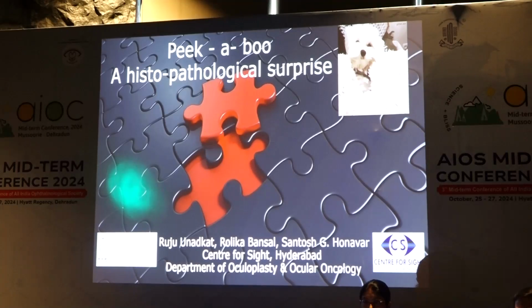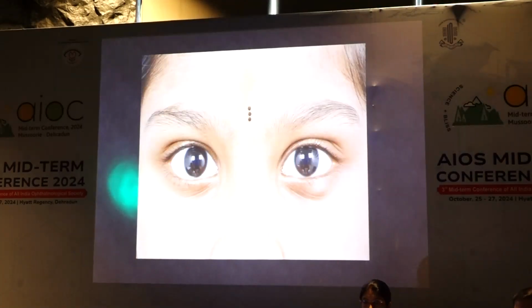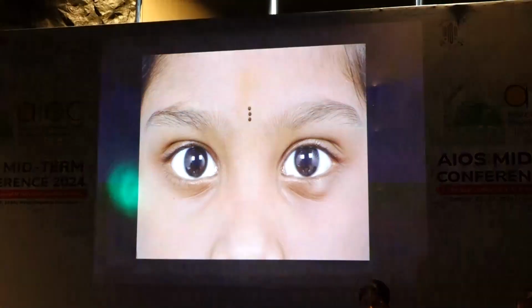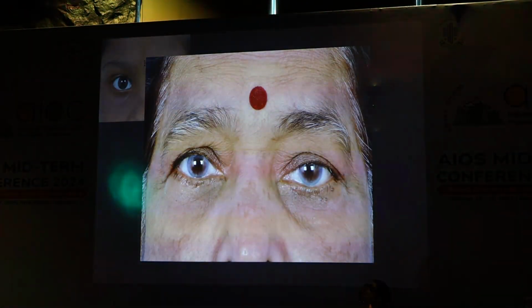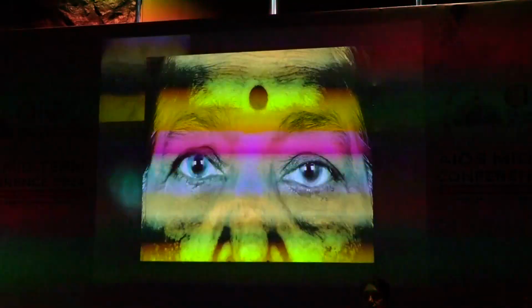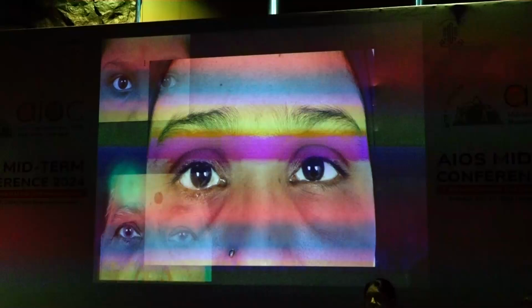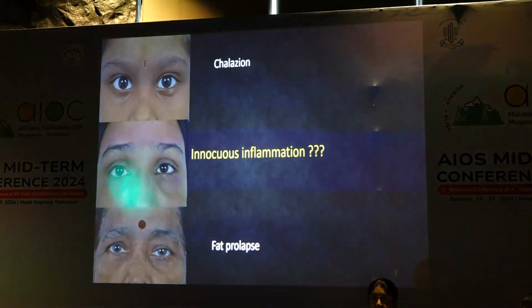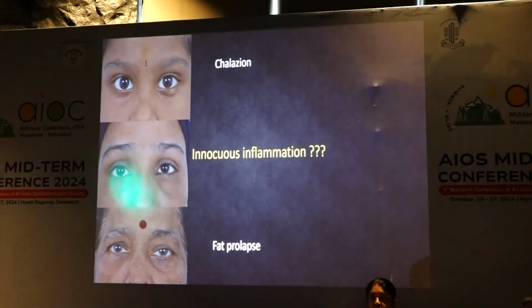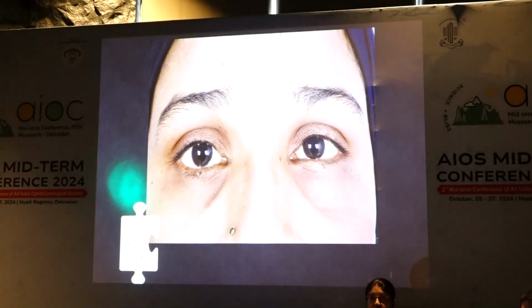Peekaboo, a histopathological surprise. What will be your probable diagnosis if a 10-year-old girl presents to you with a complaint of on and off lower lid swelling? Probably a case of chalazion, right? But what if a 68-year-old lady presents to you with the same complaints? Maybe orbital fat prolapse, right? But if a 28-year-old lady presents to you with similar complaints, will you still treat her as innocuous inflammation with medical management? Let's find out.